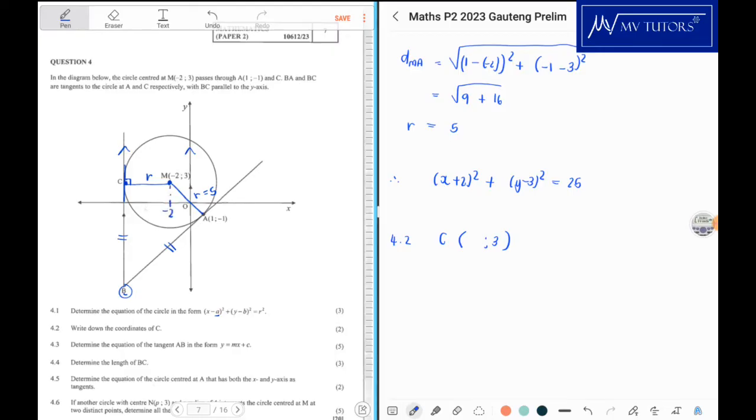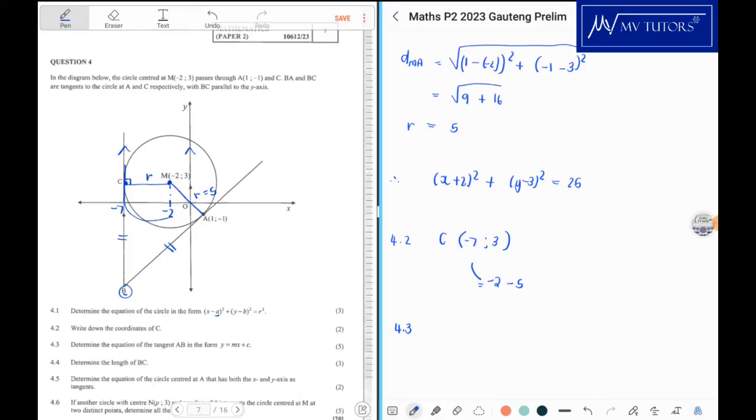So if our radius is 5, if I go -2 and then 5 units from -2 to the left, I will be at -7 once I get to C. Okay, so therefore 4.2, the coordinates of C would be -7 as well as 3. We got that -7 by saying -2 minus 5.